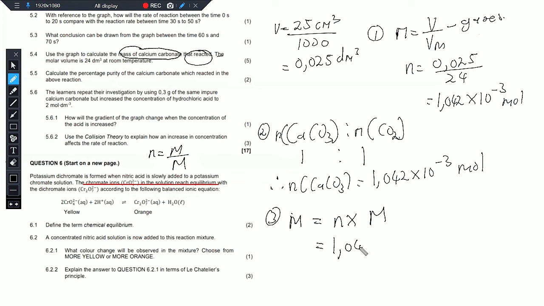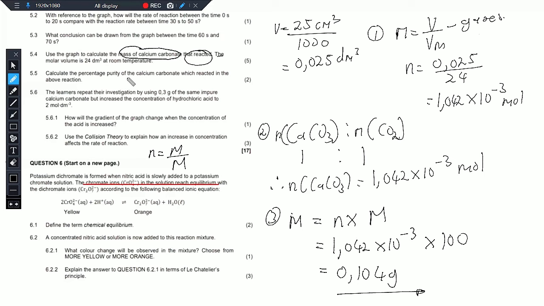Then 1.042 times 10 to the exponent of negative 3. Then what is the molar mass of calcium carbonate? Experience will tell you that it is 100, because in most cases that's the substance you work with when it comes to these questions. When you multiply, it will give you 0.104 gram, which if you round it off to two decimal places, you write 0.10, which should be correct because it's in line with your exam instruction.